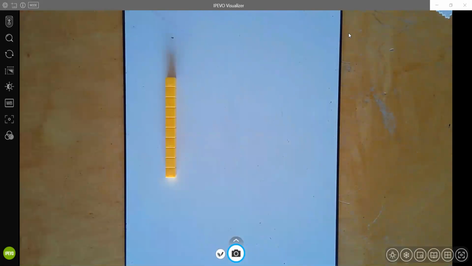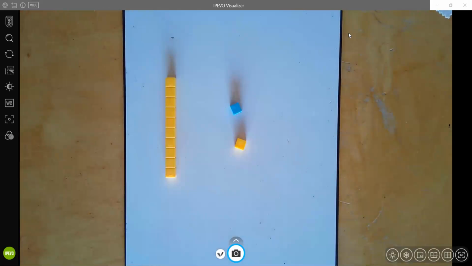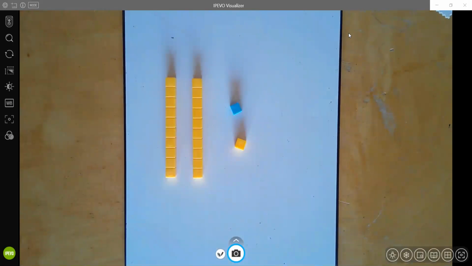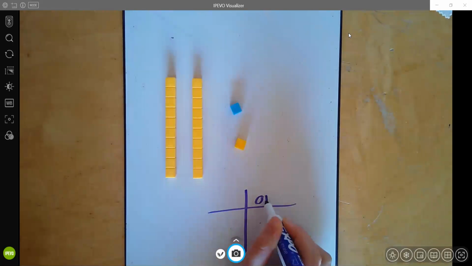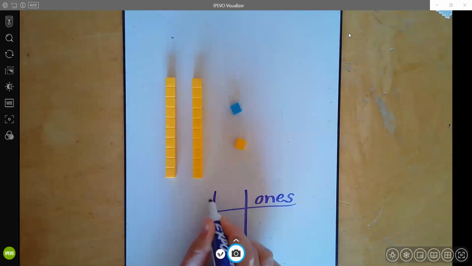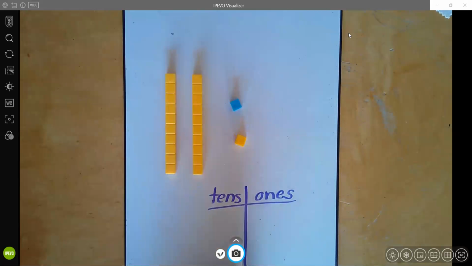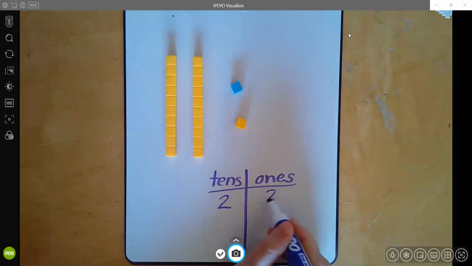And if we have, let's just say, for example, the number 12, actually, let's add another 10. Let's say we have the number 22. Well, we talked about how we can show different ways to make numbers. So if we had a place value chart like this, ones and tens, I could write this and show that there are 2 tens and 2 ones.